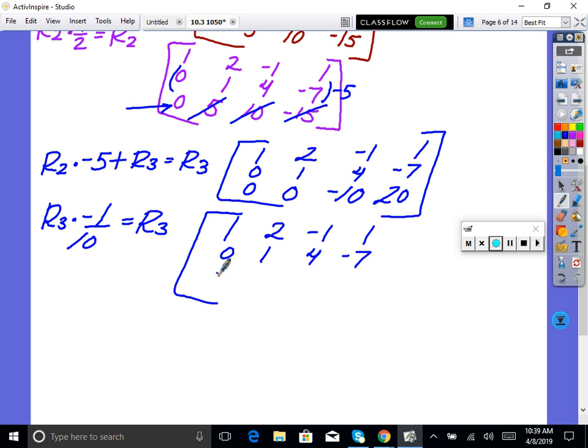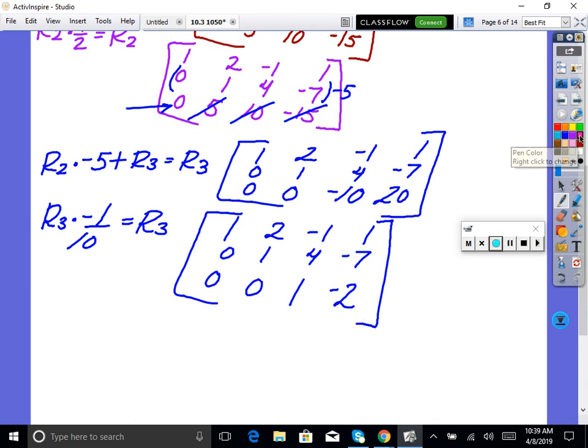0 times negative 1/10 is 0. 0 times negative 10 is 0. Negative 1/10 times 10 is 1. 20 divided by negative 10, same thing as 10 divided by negative 1/10, negative 2. So now look what you've gotten it down to. Ones, zeros. Okay, we've got it in our row echelon form.